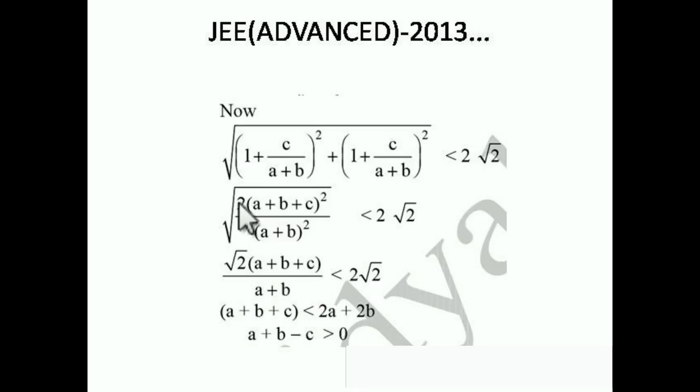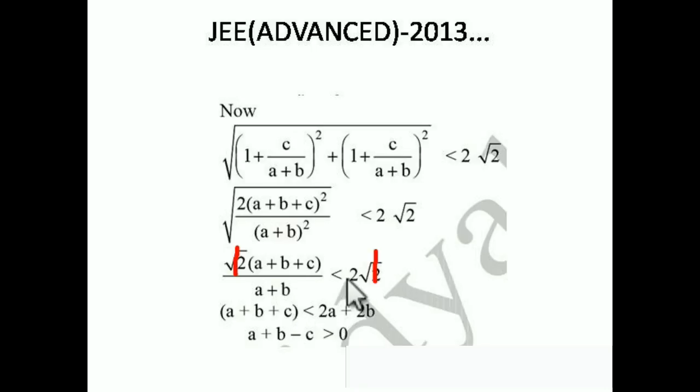Now applying the square root, we have root 2 times a plus b plus c upon a plus b, since the square root and square get cancelled out, less than 2 root 2. It's given in the question that this distance is less than 2 root 2. Now this root 2 and this root 2 get cancelled out. So we have a plus b plus c upon a plus b less than 2.